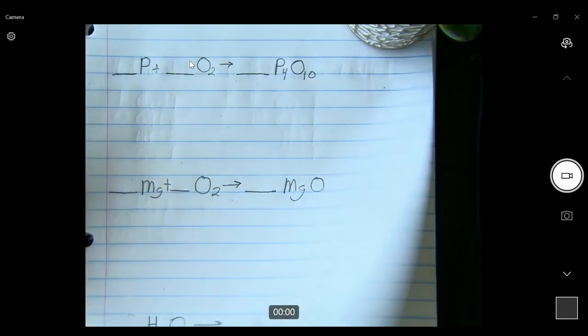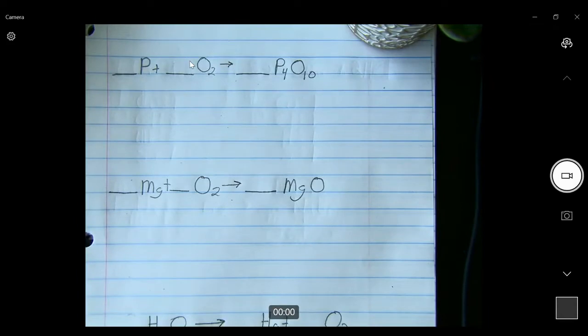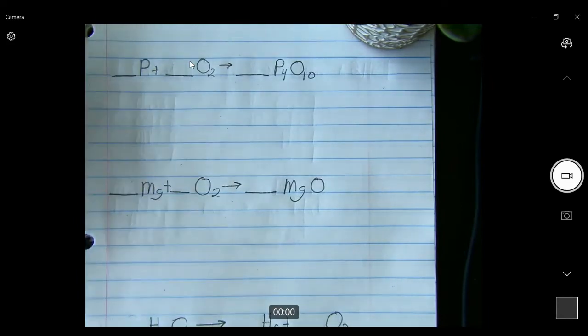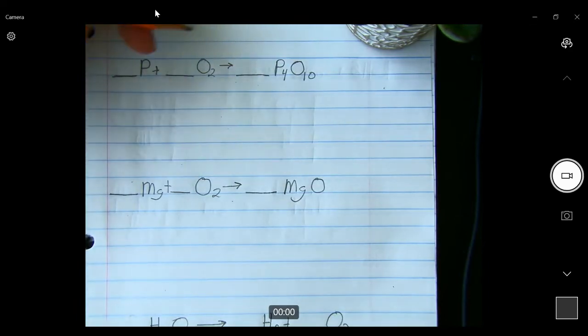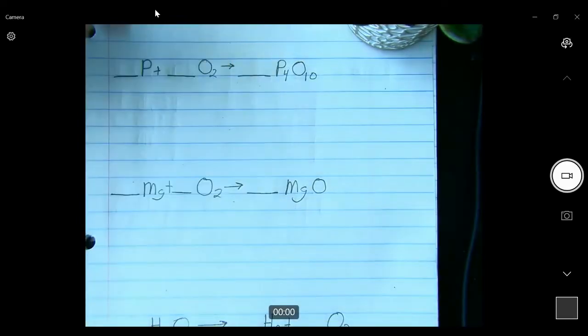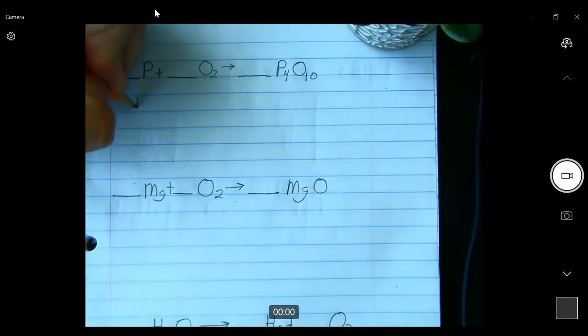Let's go ahead and work on some of these practice problems. So remember, the first step is you need to definitely write down the problem, right? And so I've written that down right here. The next step is making sure you count both sides of the arrows, reactants and product side, to make sure that you have the same amount of atoms on both sides.